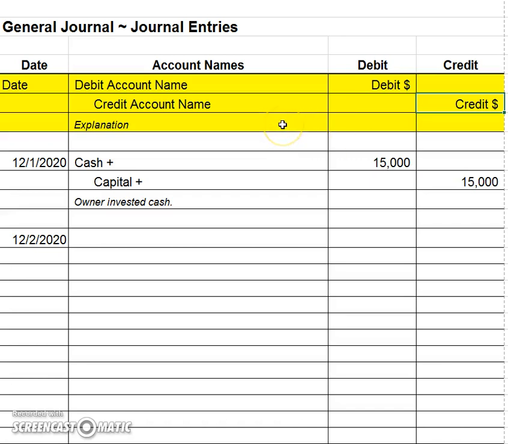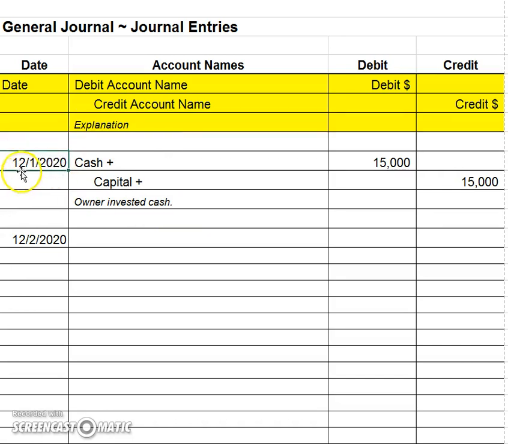The last thing that is required for journal entries is a journal entry explanation. It goes after the debit and credit accounts have been recorded, and it's just a brief description of what happened in that business transaction, as I will show in the next example. So let me show you how to record a journal entry.